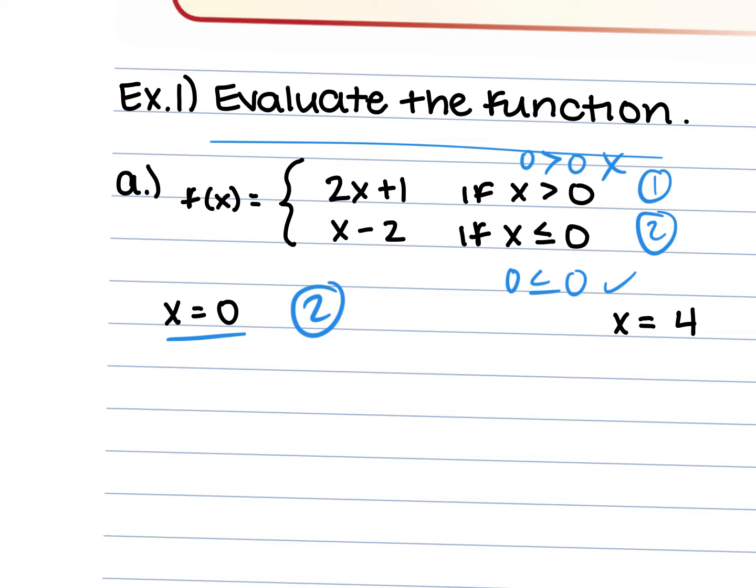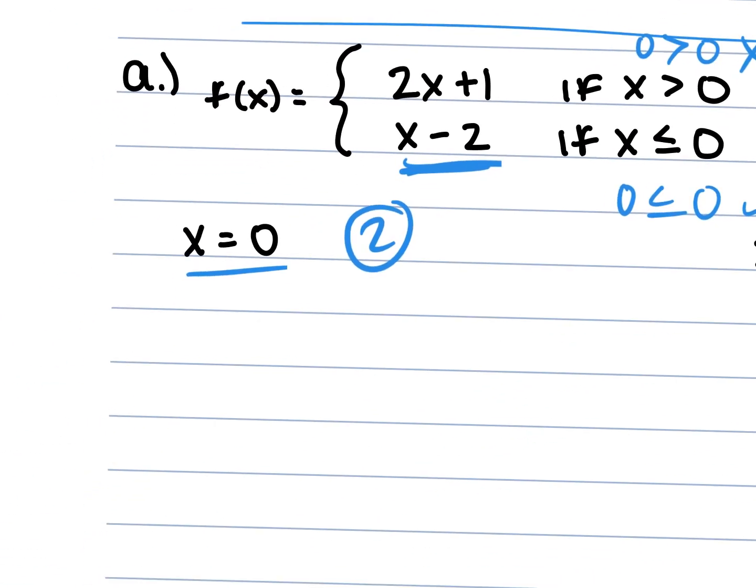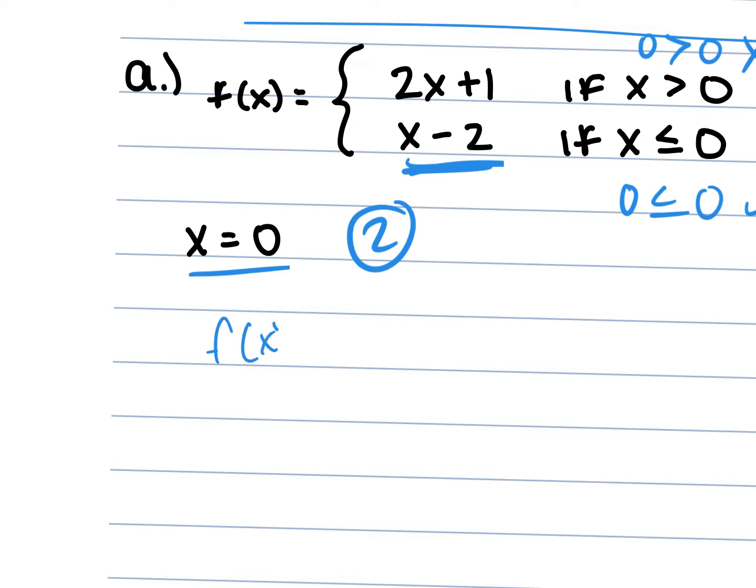So if we're in piece number 2, my function is f of x equals x minus 2. We're going to access this piece of the function. We're going to ignore 2x plus 1 because that's part of piece number 1. Do you guys see that? And we're only going to use f of x equals x minus 2. So let's write that down. F of x equals x minus 2. Because that was the second piece of our function.